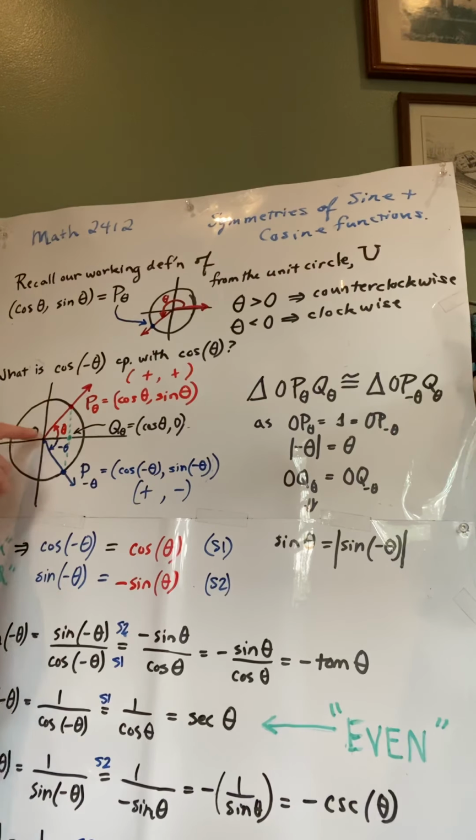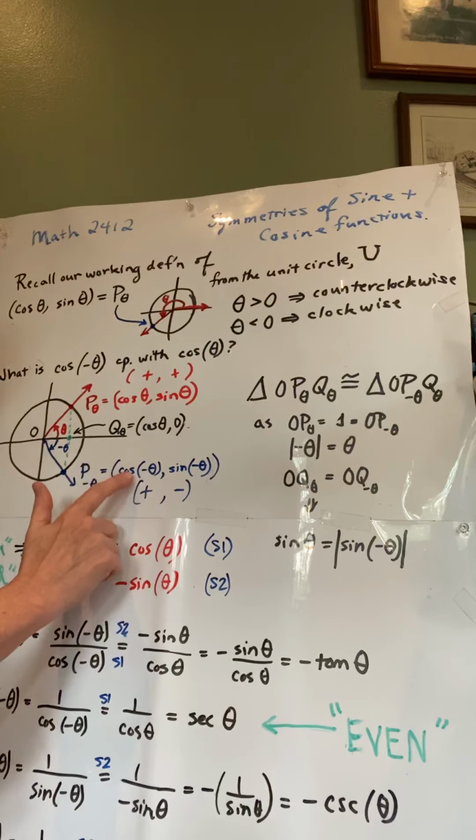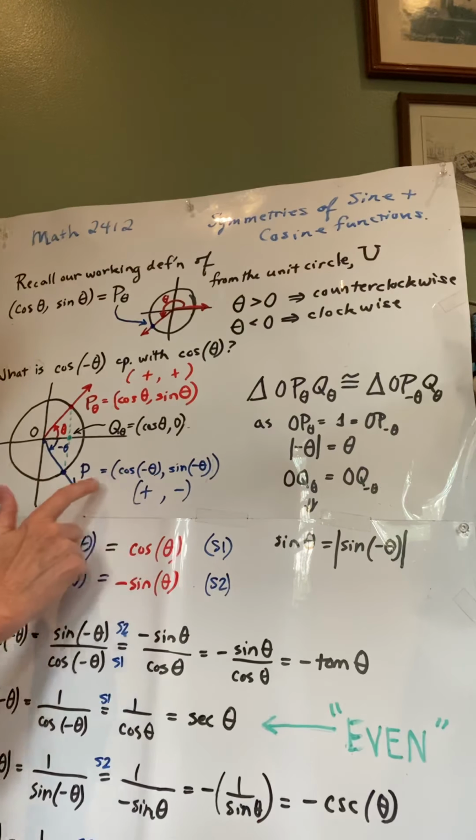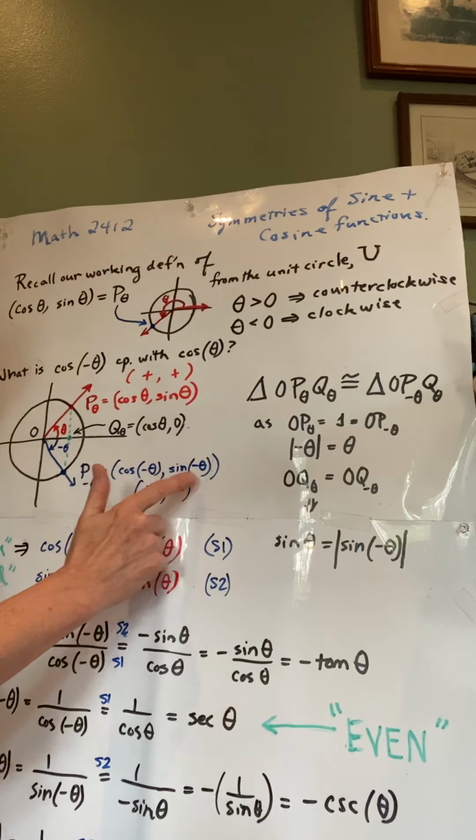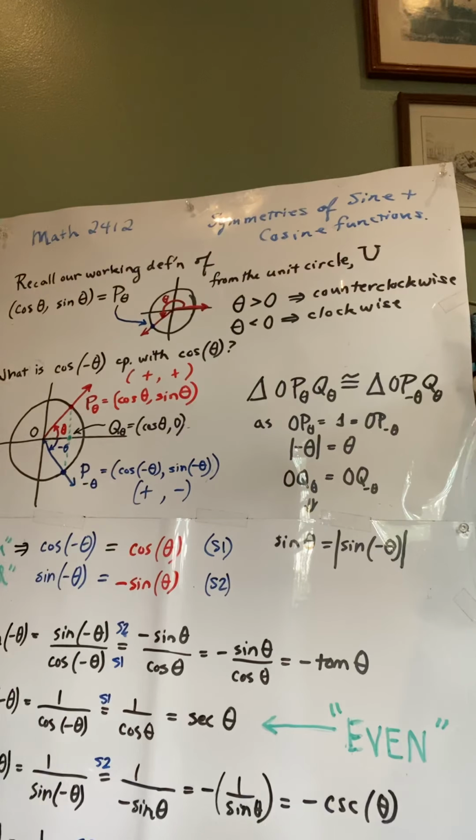Same way, if I go to p sub minus theta, I call its x and y coordinates cosine of that angle, which is the opposite of theta. Its y coordinate is the sine of the opposite of theta. But notice that p sub theta, q sub theta, and p sub minus theta are all on the same vertical line, right? So that's an argument for why the cosine of the opposite of theta is equal to the cosine of theta.